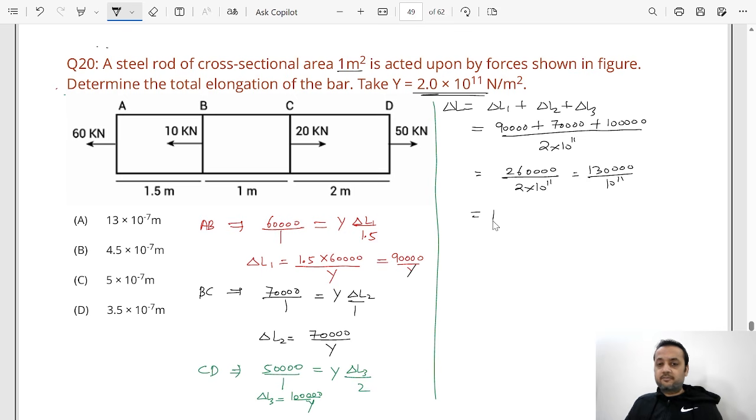So this becomes how much? 1.3 into 10 to the power, counting 1 2 3 4 5, so minus 6. So option A is correct. It is 13.4 answer, that is also the same thing. I hope you were able to understand.